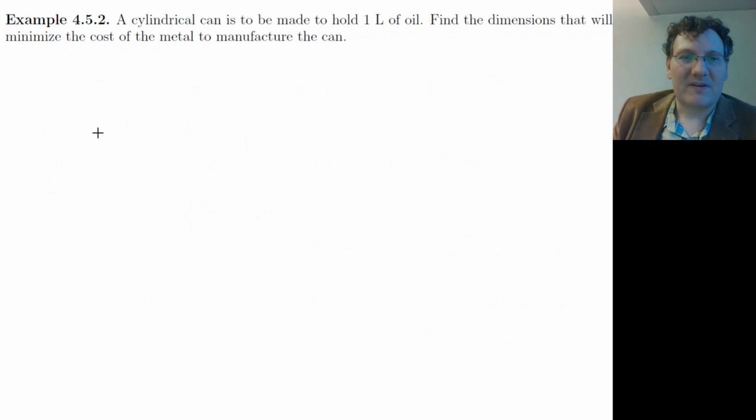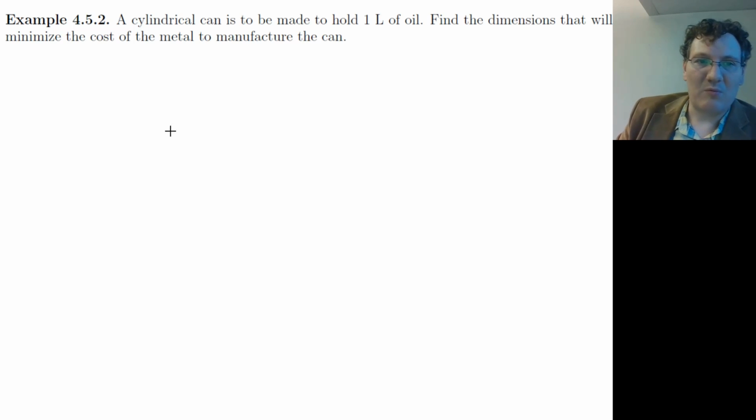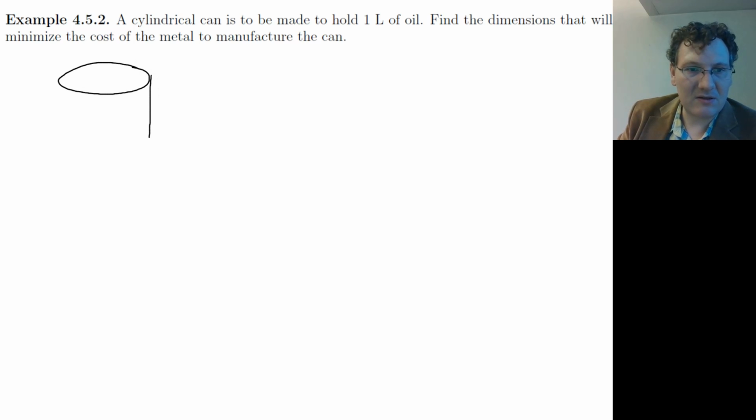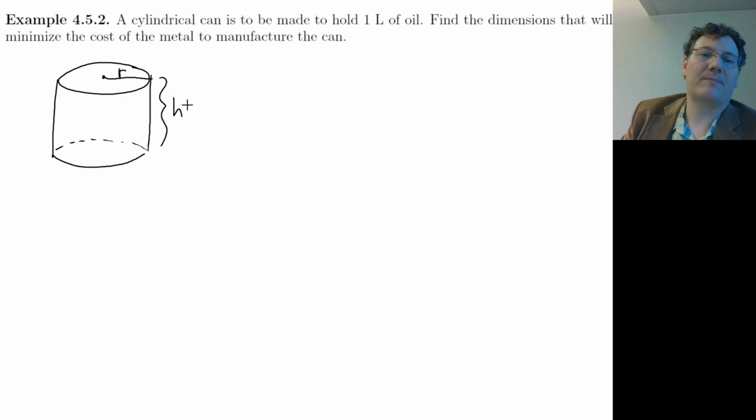So if a cylindrical can is made to hold 1 liter of oil, we want to find the dimensions that will minimize the cost of the metal to manufacture the can. So we want to minimize the surface area of this thing. So cylinder, let's draw a little cylinder, and we'll label bits of this thing. We know that the dimensions are going to be the radius of this thing and the height of this thing, right?